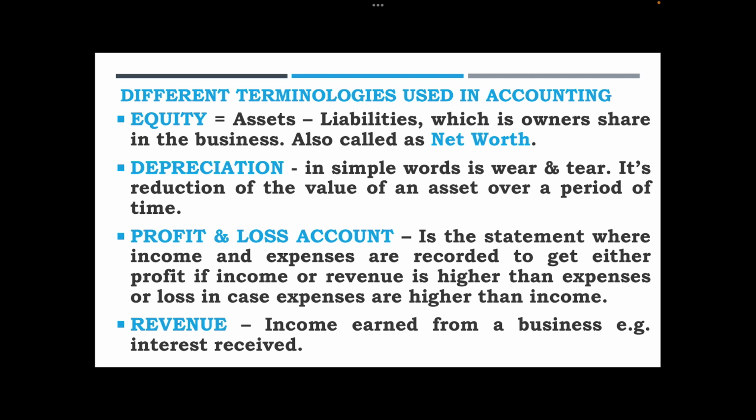Revenue is the income earned from a business, that is the interest received. Whatever profit there is, if your business is running well, you get profit, and if you have invested that profit amount in some fixed deposit receipts, you are bound to get the interest on the same. So that interest after deducting the TDS will be considered as the revenue.